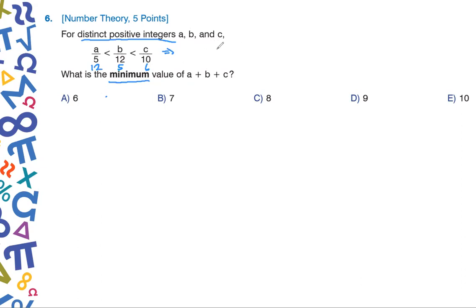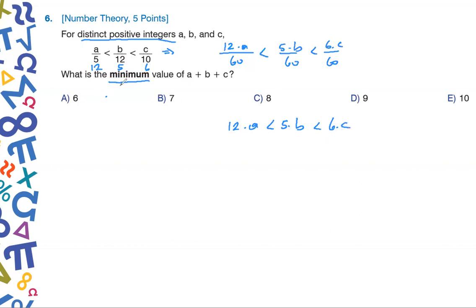So then the inequality will become basically 12 times A over 60 that is smaller than 5 times B over 60 and then 6 times C over 60. Since we have the same denominator, and they are also positive, that means we have the same inequality relation with the numerators. So 12 times A is smaller than 5B, that is smaller than 6 times C.